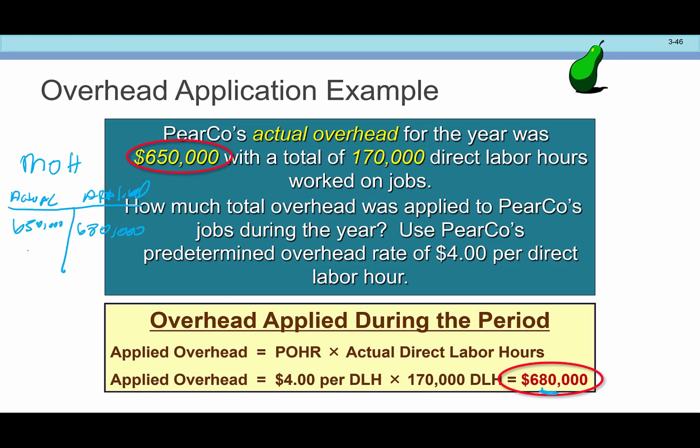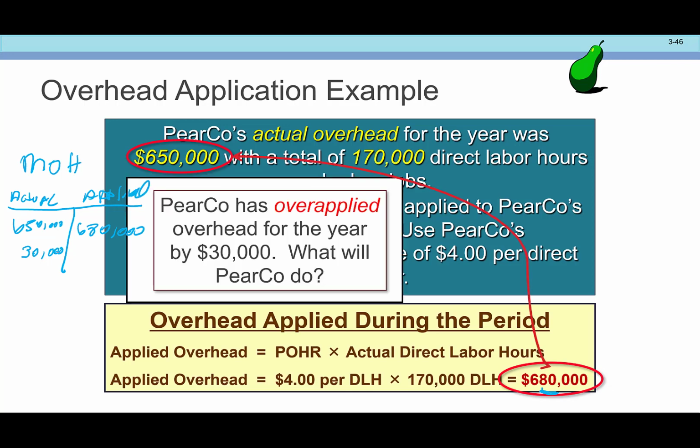So I debit that for 30,000. I sounded like one of my Accounting 100 students for a minute there. You debit the debit side, you credit the credit side. So I'm going to debit the actual side, and when I do, I've zeroed this out, haven't I? So I have to credit something in order for my debits to equal my credits. And I have two options as to what I will credit. It's 30,000 over applied.